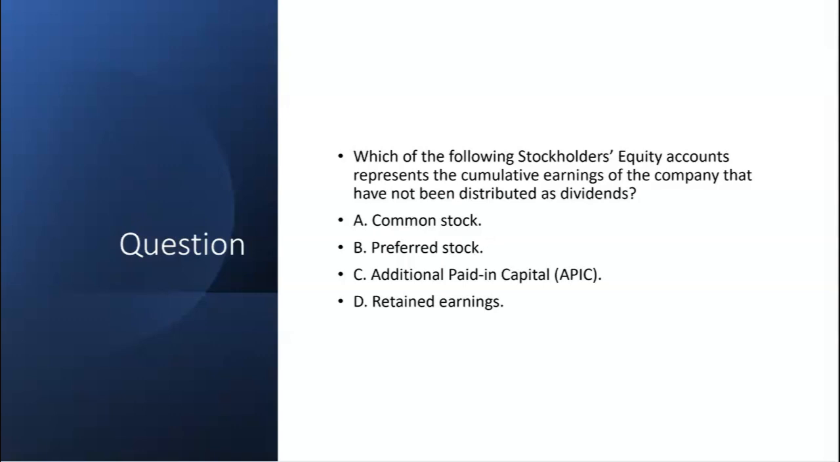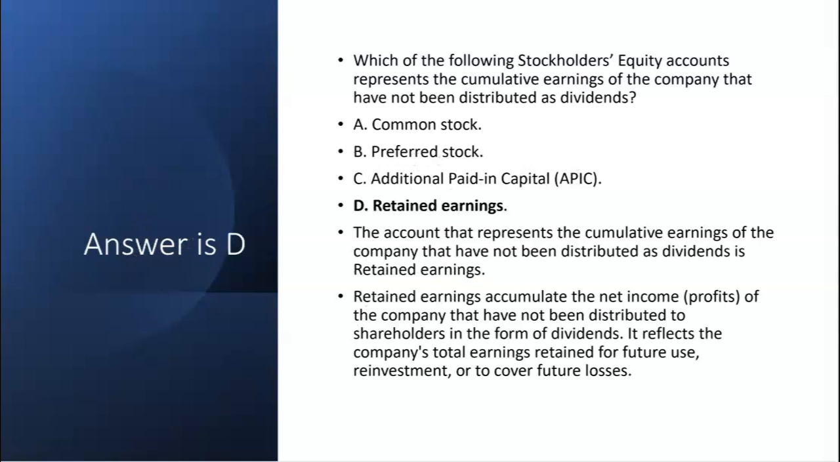Let's try this. Which of the following stockholders' equity accounts represents the cumulative earnings of the company that have not been distributed as dividends? Would that be common stock? Well, common stock is a stockholders' equity account, but no, it wouldn't be common stock. Preferred stock? No, preferred stock is a stockholders' equity account, but that doesn't represent the cumulative earnings of the company. Additional paid-in capital, APIC? No. D, retained earnings? Yes. Letter D is correct.